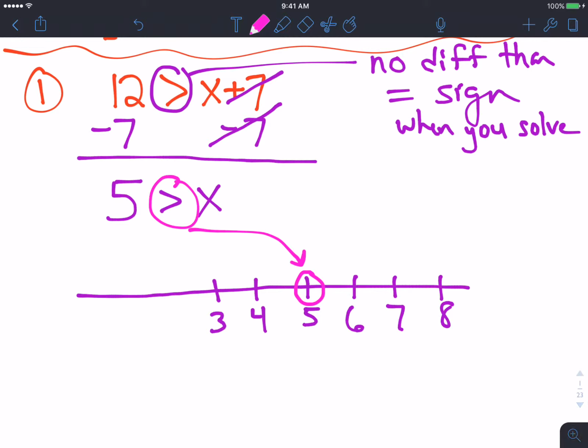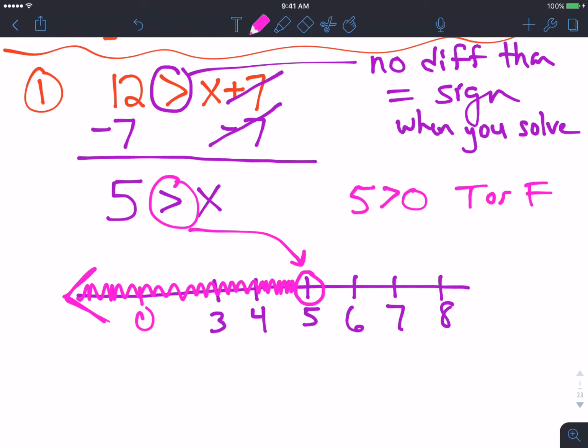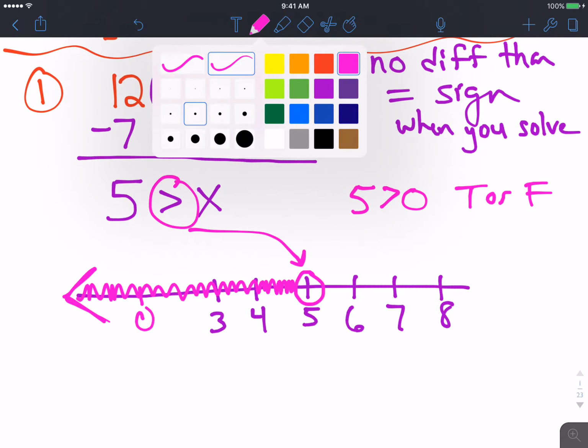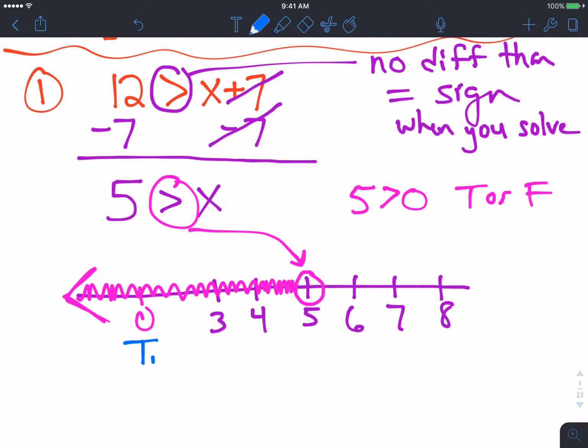So that means x must be less than 5, and I'm shading to the left. And if you wanted to test a point, you could say 5 is greater than 0. Is that true or false? Well, indeed, 5 is greater than 0. So this point is true. And we always shade where it is true.